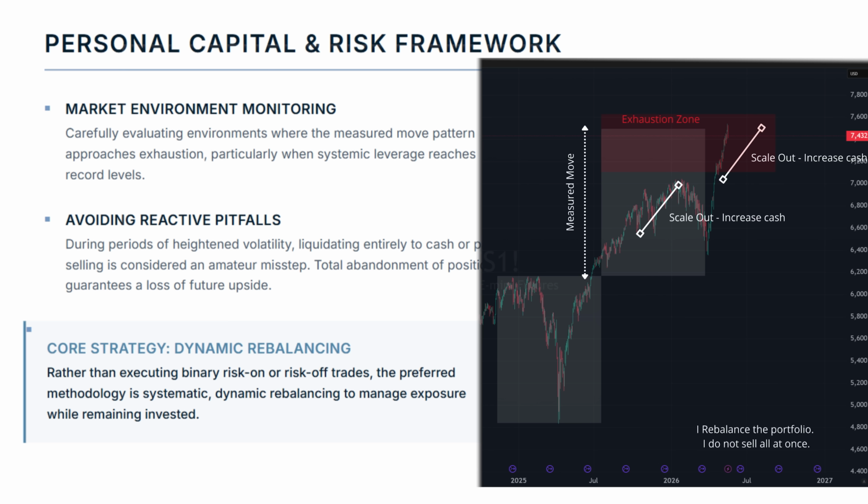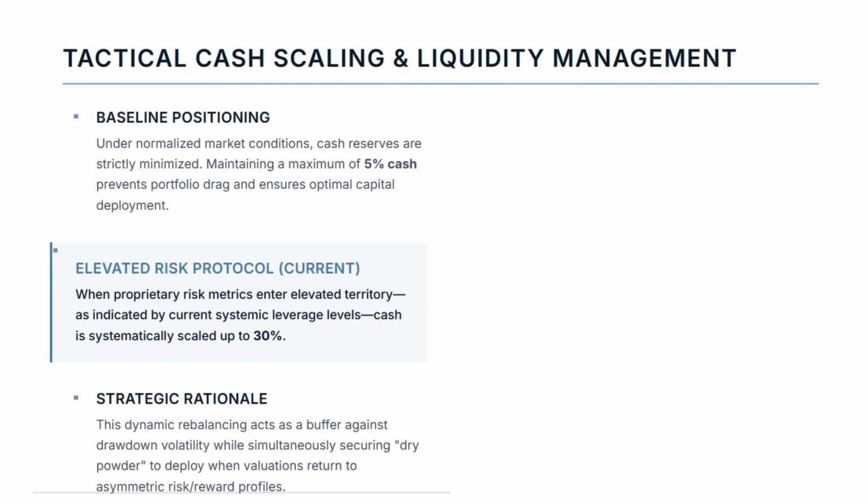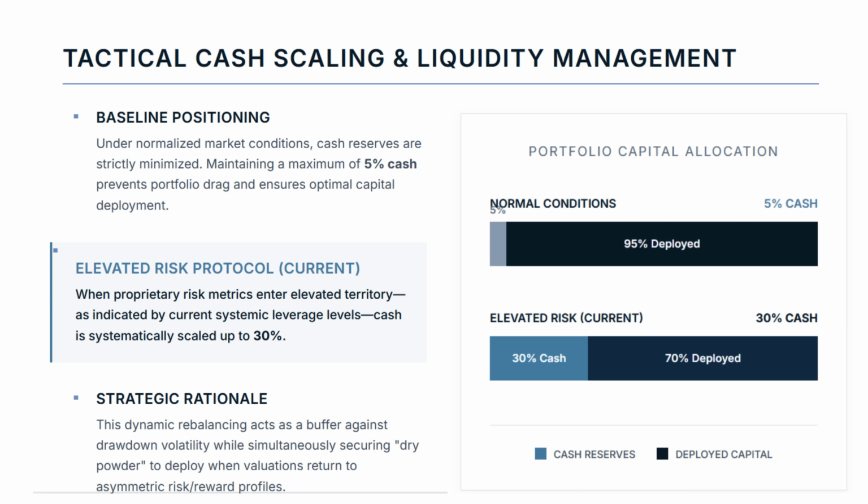I set strict bands for my core cash position. In normal conditions, I hold 5% cash max, but when risk metrics enter elevated territory, like right now, I scale that up to 30%. The psychology of that is critical.